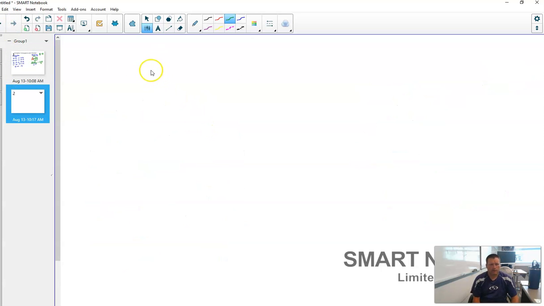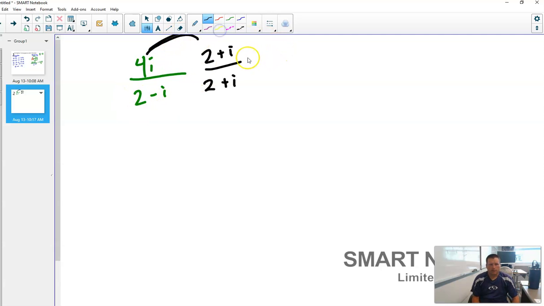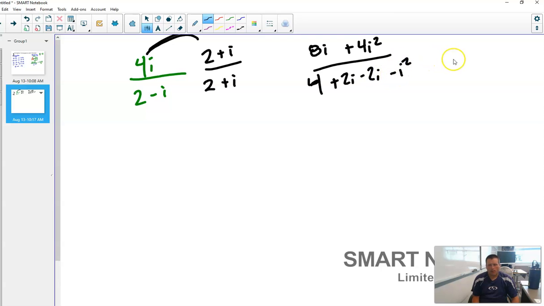Okay, let's look at a couple more here. Let's go 4i all over 2 minus i. So again, its conjugate is going to be 2 plus i, because I'm only concerned about the denominator's conjugate. I don't care about the numerator's conjugate, just the denominator's. Then I times this all through. This is going to give me 8i plus 4i squared, and then my denominator is going to give me 4 plus 2i minus 2i, and then minus i squared.